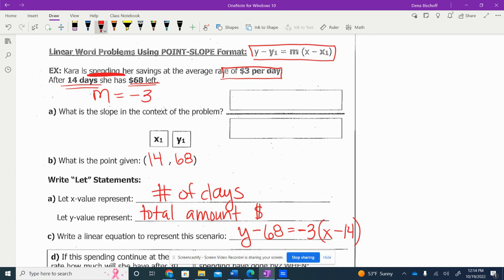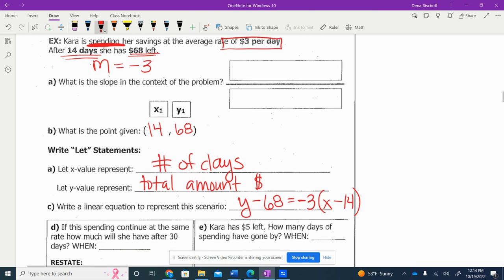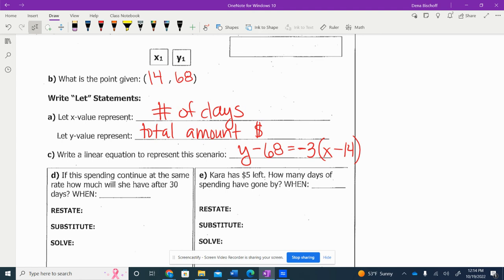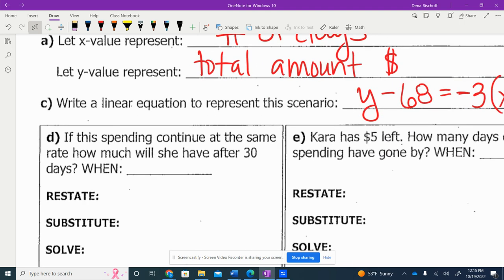Okay. So if Kara continues to spend at this rate, if she just keeps on spending, how much money will she have after 30 days? What's that really asking us? How much money will she have when X equals 30? Who said that? Good job. So Y minus 68 equals my slope, negative 3, times 30 minus 14.